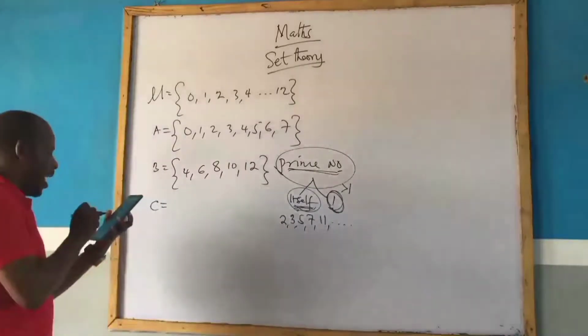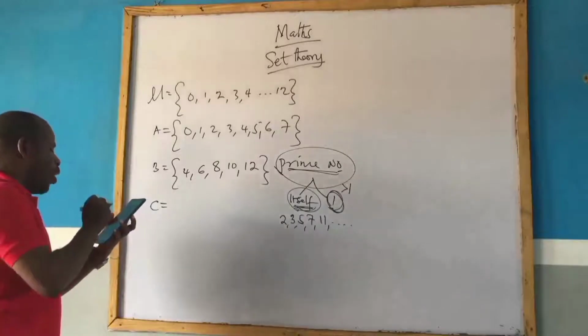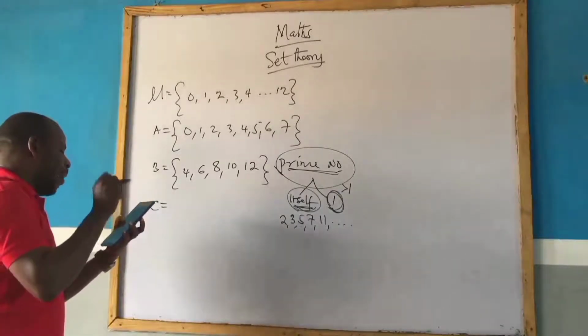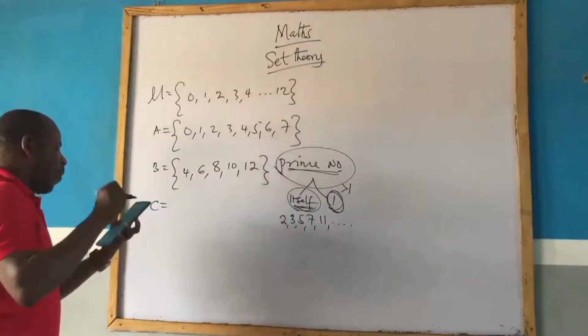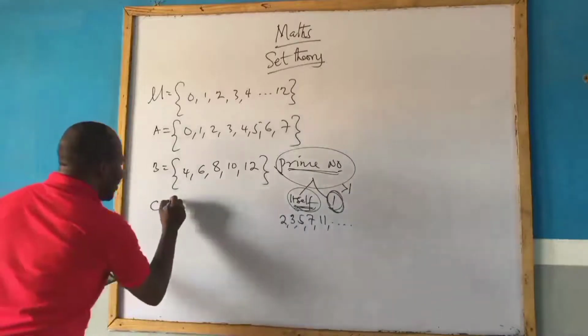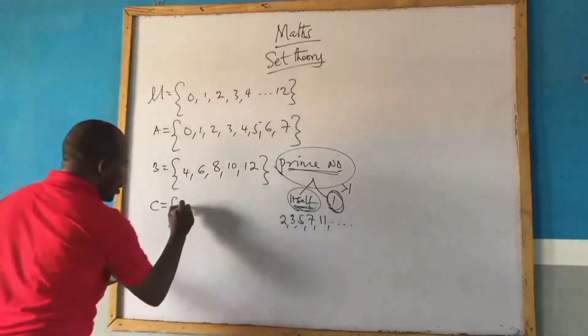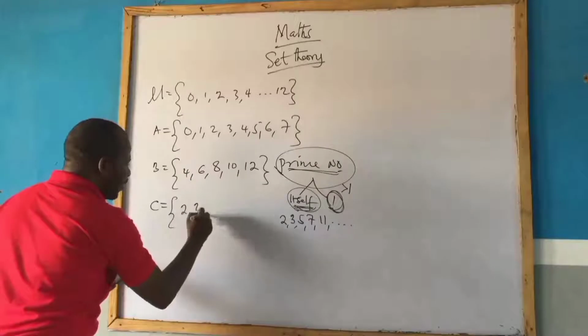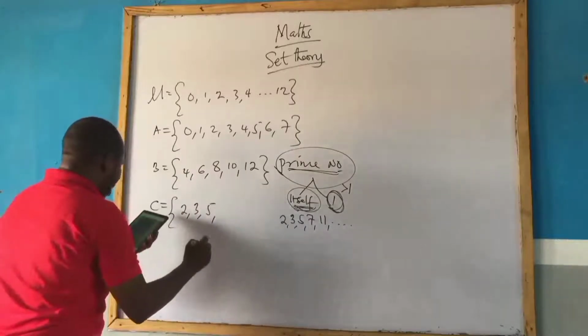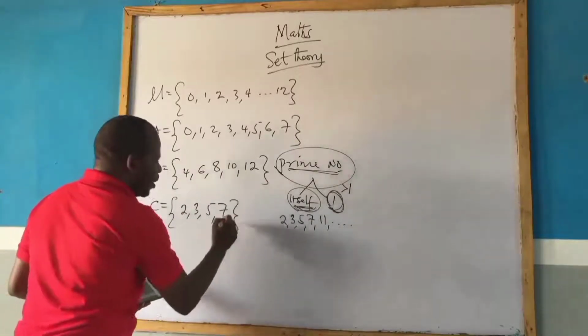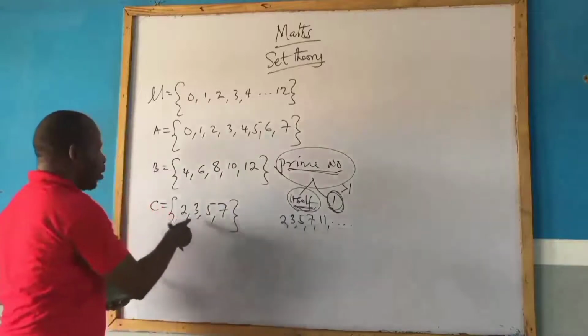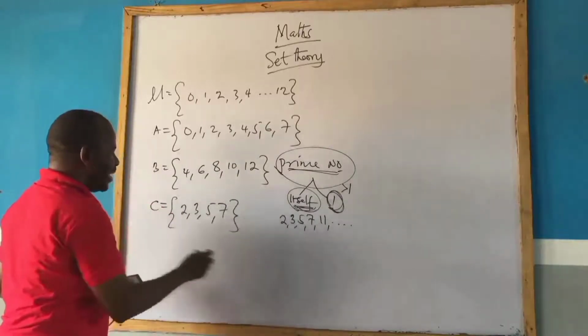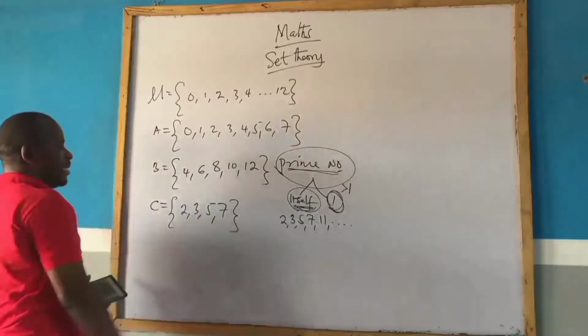So in this case now, they told us that 1 is less than y, and y is less than 8, and y is a prime number. So it means the elements in C will be 2, 3, 5, and we're going to include 7. We can't include 11 because y is less than 8. So this will be the elements in C.